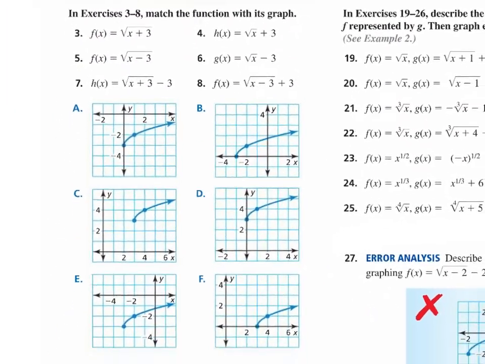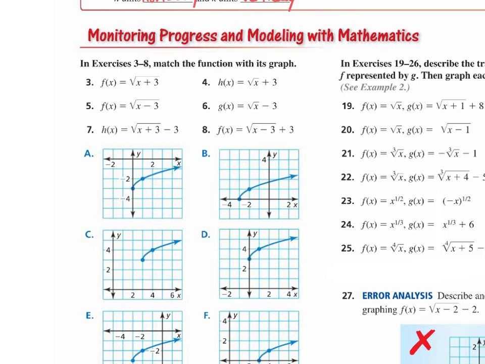All right, matching. +3 on the inside tells us we go which direction? Left. So which graph tells us we're going to the left 3? B. +3 on the outside tells us we go which way? Up 3. So which graph tells us we go up 3? D.